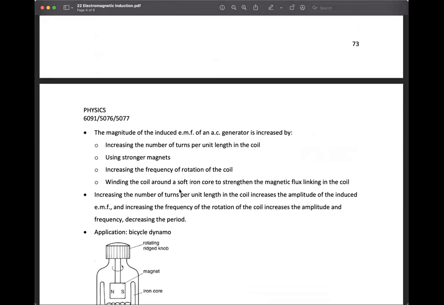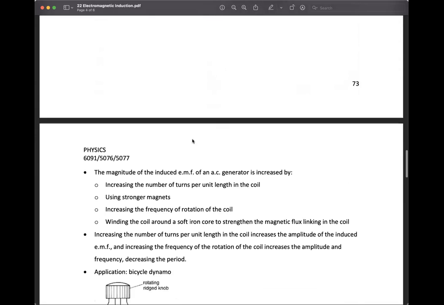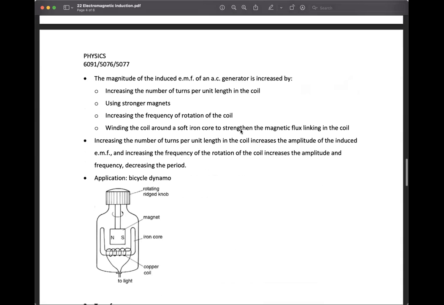Lastly, winding the coil around a soft iron core. You put a soft iron core inside this coil. You also strengthen the magnetic flux linking the coil and therefore increase the magnitude of the induced EMF. Is that clear? Okay, so these are the factors that affect the magnitude of the current.